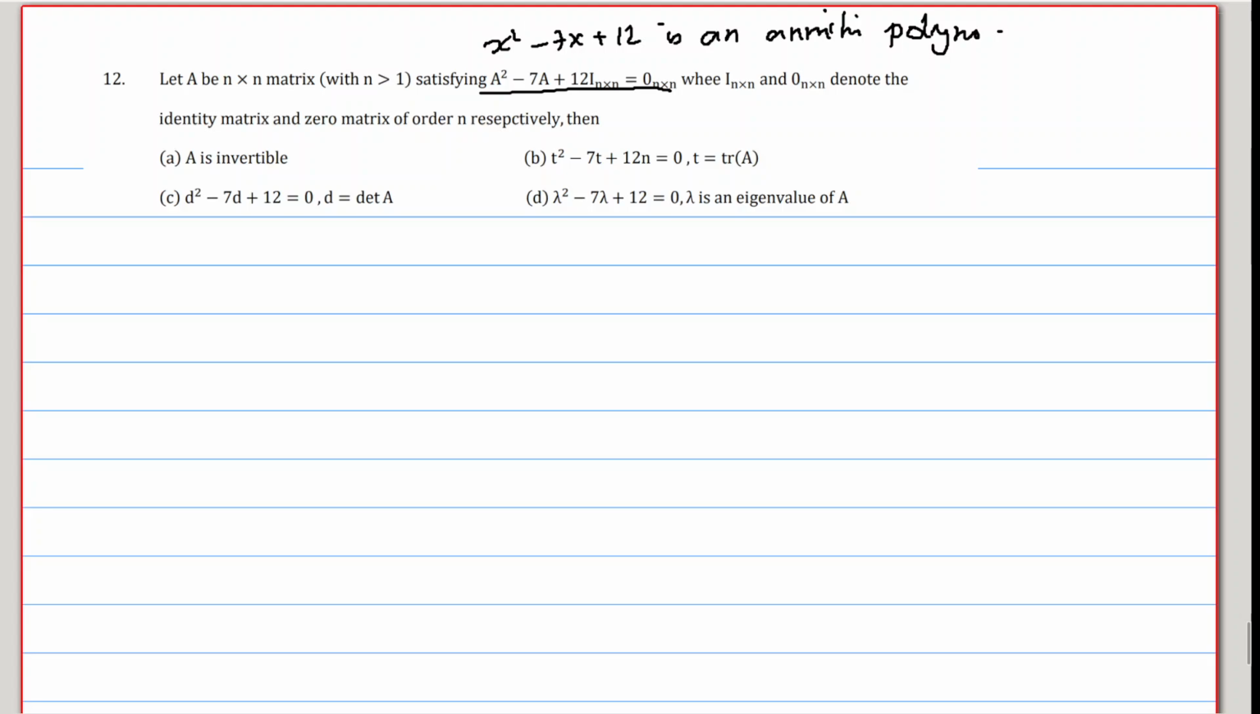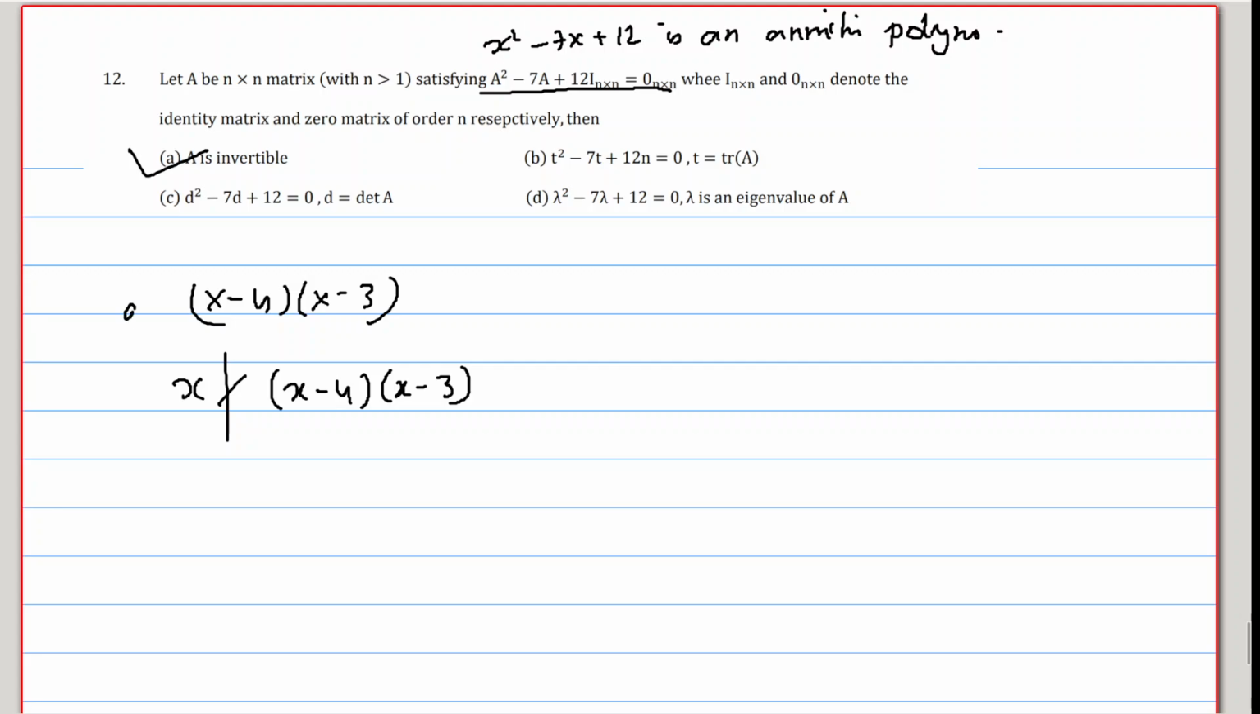Then what else do we have? So let's look at the roots of the annihilating polynomial. This would be (x minus 4)(x minus 3), right? So 4 and 3. What can we say? A is invertible, yes. Why is A invertible? Because the polynomial x does not divide (x minus 4)(x minus 3). This is why A is invertible.